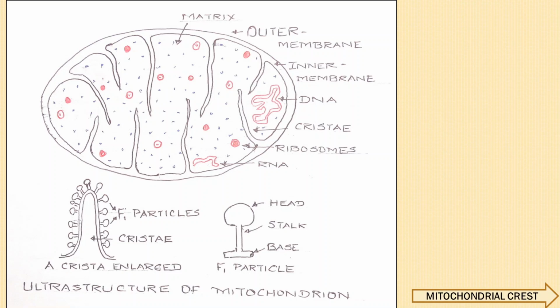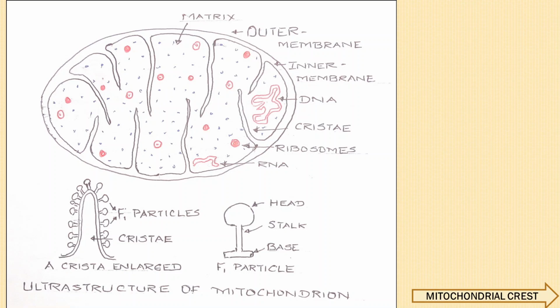The inner mitochondrial membrane lines the innermost part, which is filled with matrix. The mitochondrial matrix is a viscous fluid which contains lipids, proteins, circular DNA molecules, ribosomes, and certain granules which help the mitochondria to accumulate ions.